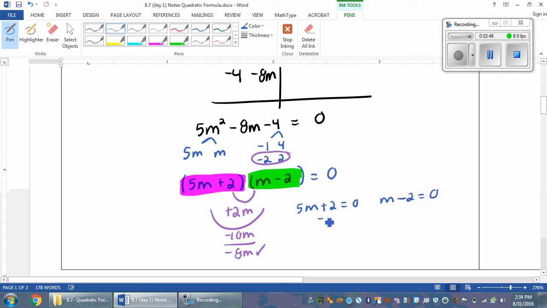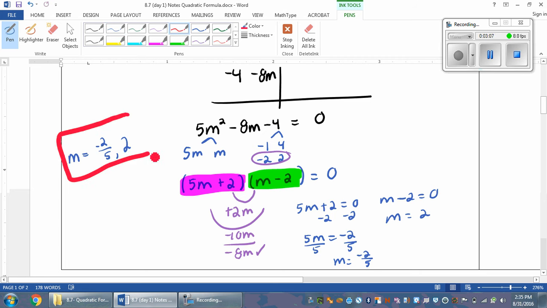From here, I'm going to first start solving by subtracting 2. I have 5m equals negative 2. Divide both sides by 5. m equals negative 2 fifths. Here I'm just going to add 2 to both sides and m equals 2. So my two solutions are negative 2 fifths, comma, 2, and we put it in least to greatest order. That's the first method of solving.